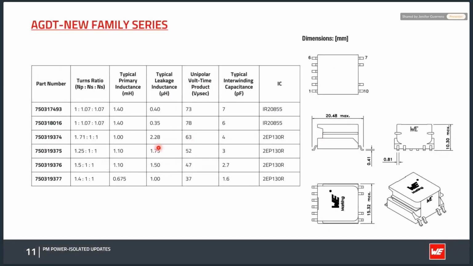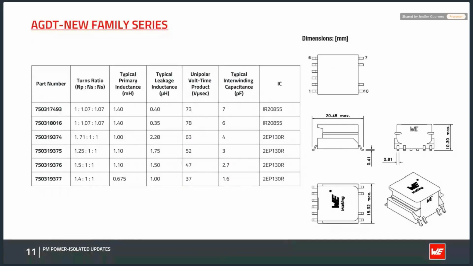We also display here the leakage inductance, which has been kept intentionally low, between 0.35 and 2.28. Again, it depends on the application and what you want to prioritize, to support fast switching with minimal delay or ringing. We also provide the unipolar volt-second rating, which is the key indicator of how long and how hard the transformer can drive without risk of saturation.